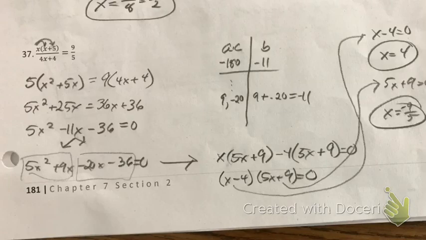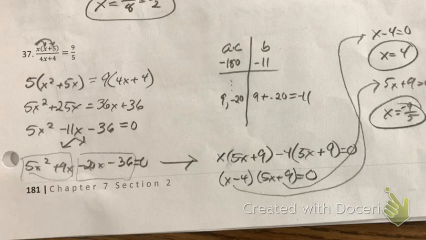So this is our AC column, right? It is A times C. So you should have, did you end up having this equation here, 5x squared minus 11x minus 36 equals 0? So that 180 comes from, our A value is this 5.